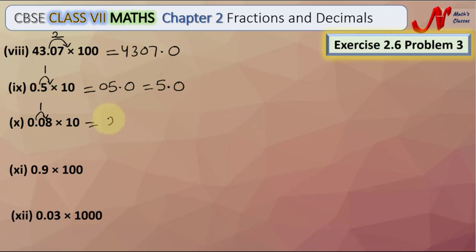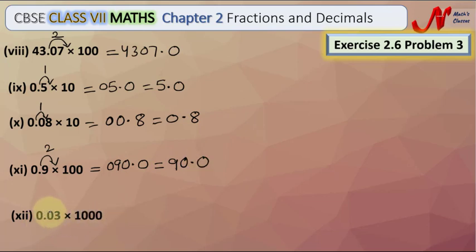So it can be written as 0.8. It is nothing but 0.8. So next, 0.9 into 100, it has two zeros, so we shift the decimal point to the two places. But here we have only one digit, so after 9 we keep another 0. So it can be written as 090.0, which can also be written as 90.0. So next, 0.03 into 1000.